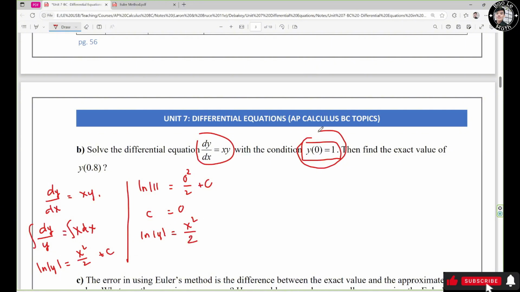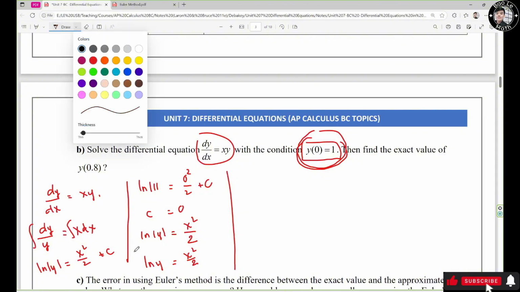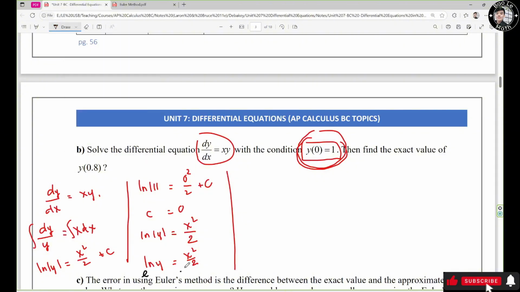Now, since the initial condition here is positive, I just eliminate the absolute value. So it will be natural log of y equals s squared over 2. Now I need to exponentiate both sides, e raised to this one, e raised to this one. So it's going to be y equals e raised to the s squared over 2. This one is the final answer.